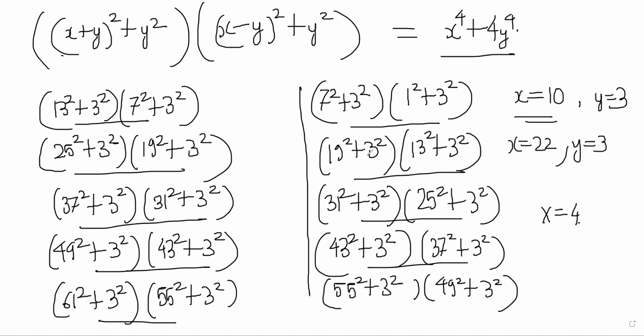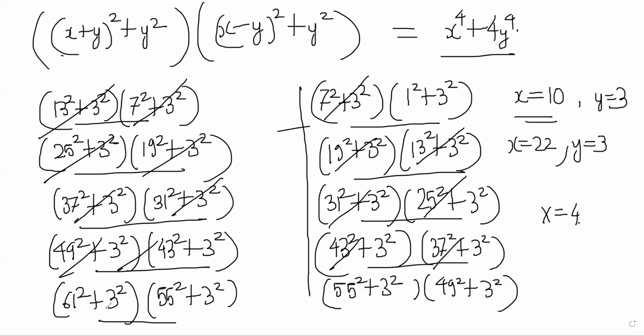And since you have a fraction where you have to divide the numerator by the denominator, notice there are many common factors. This gets cancelled here. 7 square plus 3 square is cancelled here. 25, 19 get cancelled here. Notice that everything is getting cancelled except 61 square plus 3 square in the numerator and 1 square plus 3 square in the denominator. These are the only two factors that remain. So our answer is basically 61 square plus 3 square divided by 1 square plus 3 square.